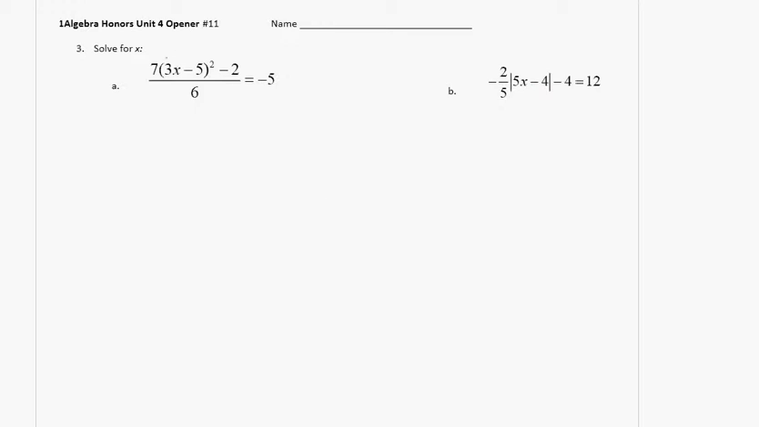So taking a look at this first equation, you'll notice that this entire left side is being divided by 6. This certainly isn't the only way to solve this, but I think the easiest way is to start by multiplying both sides by 6 in order to get rid of this denominator here.